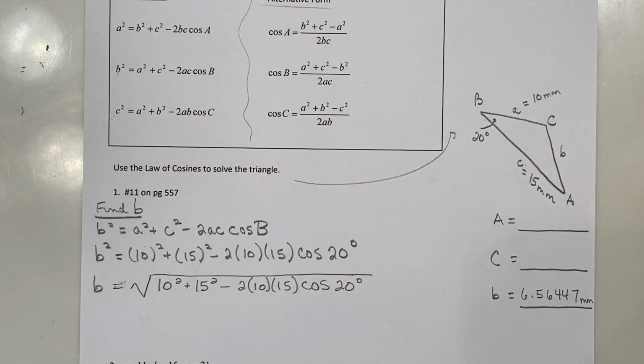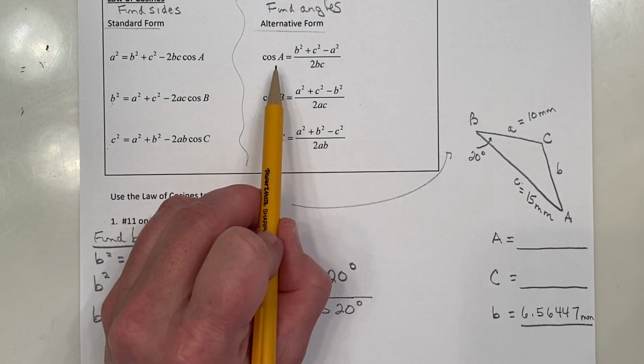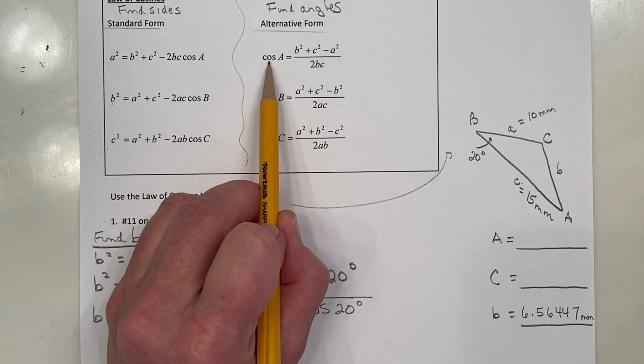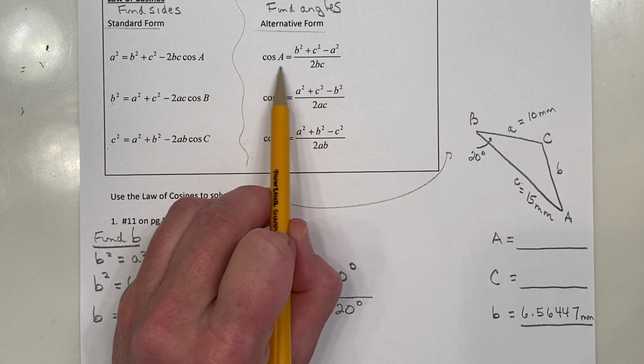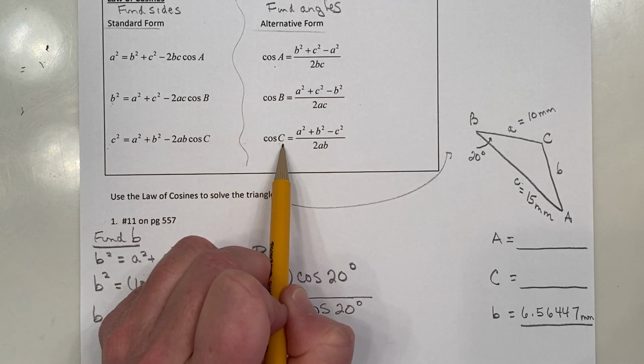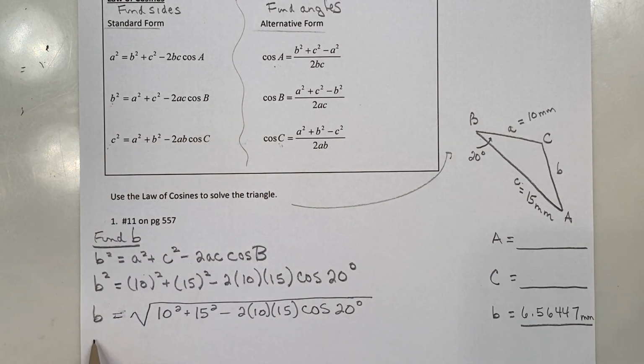All right, so now let's find angle A. If I'm going to find angle A, I'm going to be looking up here at this alternative form, the equation that has uppercase A in it. You could have found C, which would require using a different formula. So I'm going to find uppercase A.